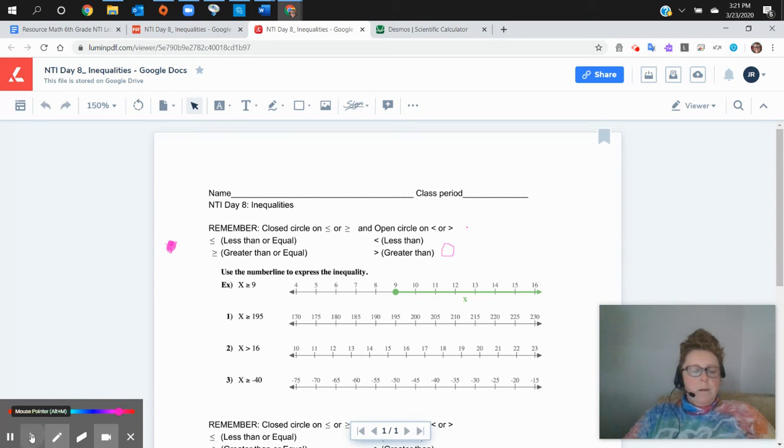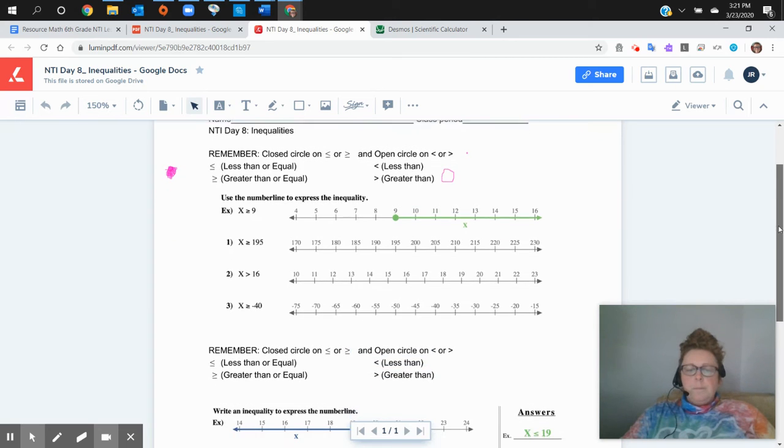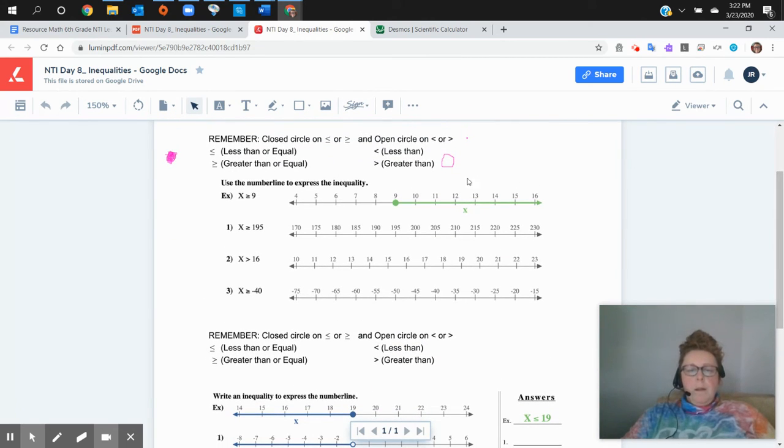I'm going to scroll down here so we can see. Okay, so there's our key, our little pictures to help us. It says use the number line to express the inequality. Down here you can see that it says x is greater than or equal to 9. If you didn't know what this one meant, you could match it up to the picture. So it means greater than or equal to. Here's 9, and what this means is all of these numbers going this way to infinity, x could equal. So x could equal 10, 11, 12, or 9. So x could be any of these numbers. That's what this inequality means.